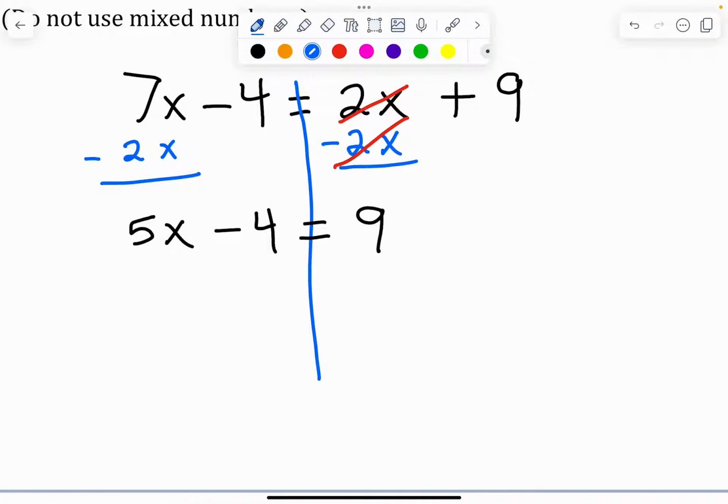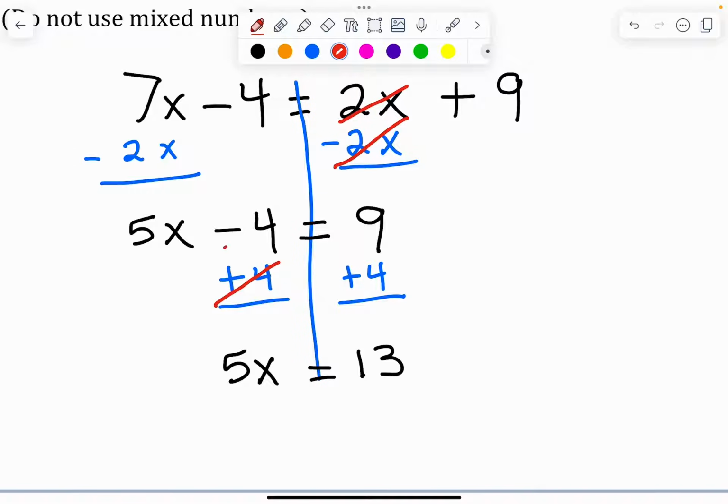Now we're going to move that -4 by adding 4 to both sides. Remember, we do the opposite operation. And we end up with 5x equals +13. And this -4 plus 4 cancels out.